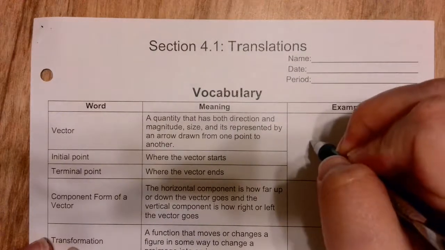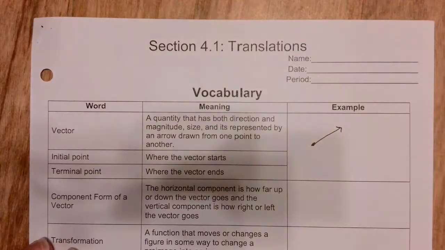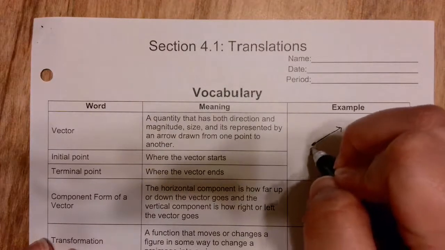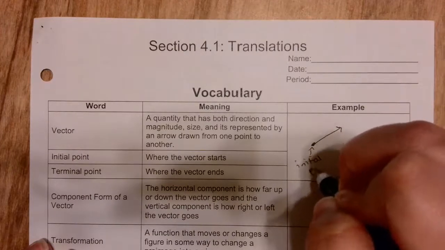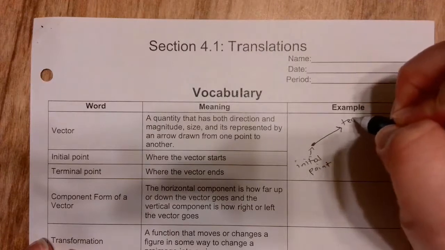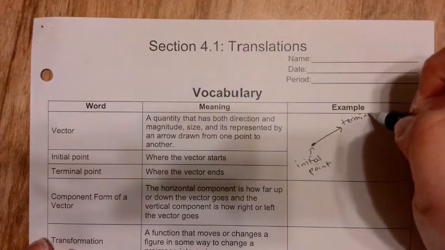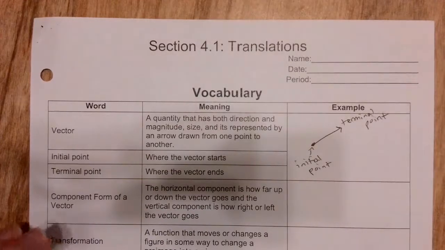It's represented by an arrow. It has the initial point and the terminal point. So it can be a long arrow or a short arrow. It can go in whatever direction. That's a vector. Oftentimes used in science also.